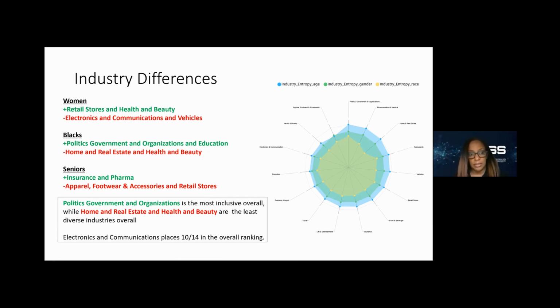Seniors were more likely to be shown in insurance and pharma, and less likely to be shown in apparel and footwear. So in this case, we're not passing any judgment on these industries. Some industries might argue that that's their target demographic, and so that's who they include in their messaging or in their ads.